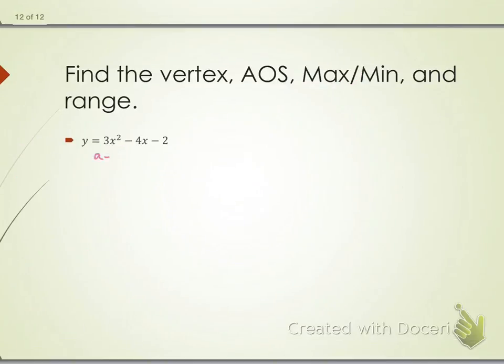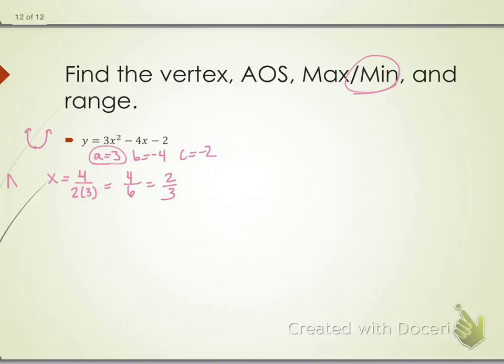Okay, so we got a is 3, b is negative 4, c is negative 2. So it is a positive a, so it will be a happy face. So this time it's going to be a minimum. So when I'm doing my x is equal to negative b, so it's already a negative 4, so when I plug it in, it's going to be a positive 4 over 2 times a. So we got 4 over 6, which simplifies to 2/3. So that was my AOS. x is equal to 2/3.